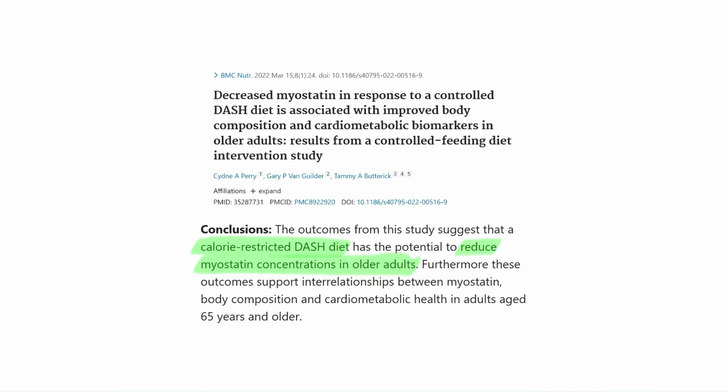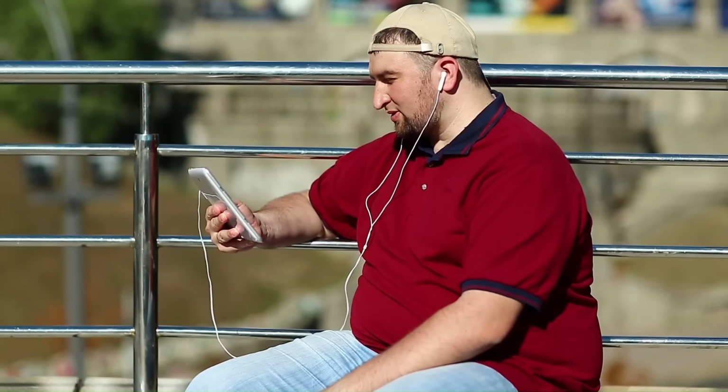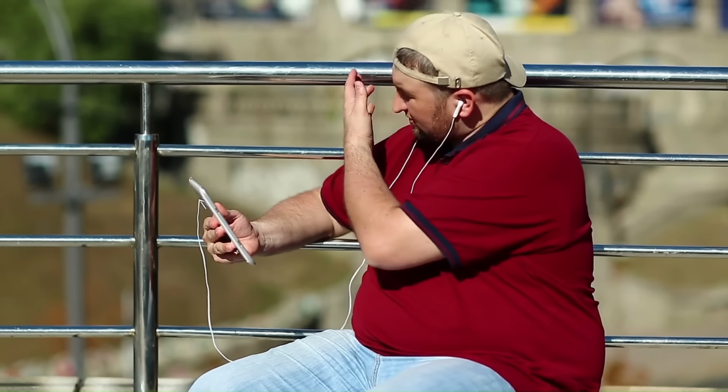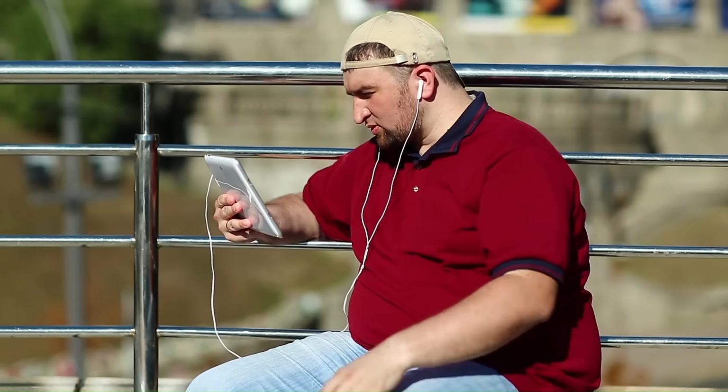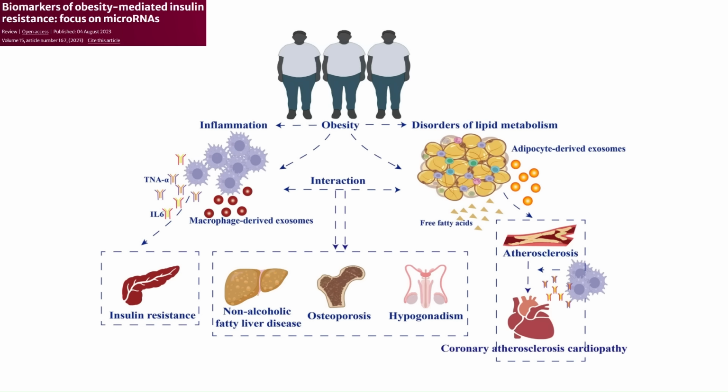Fat loss in older adults leads to a reduction in myostatin. So if you're seriously overweight, your number one priority really should be losing fat, getting on a moderate cut with sufficient protein. This is going to improve basically every biomarker in your body. Then you can worry about the little optimizations.